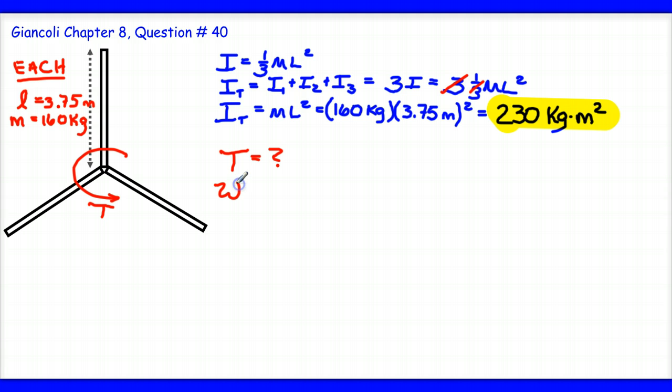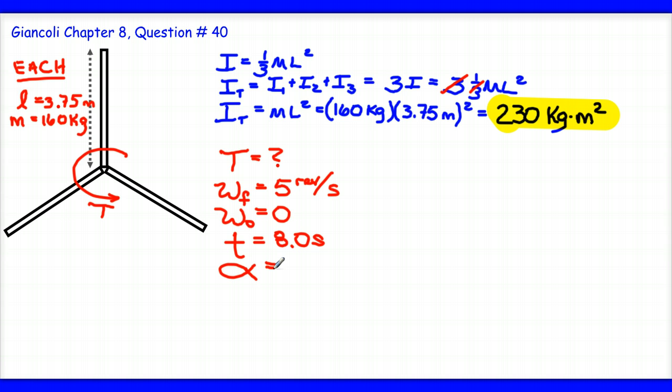We're given a final angular velocity. It's equal to 5 revolutions per second. We know that we start from rest, so our initial angular velocity is equal to 0. And we know that the time is equal to 8 seconds. We could immediately see that we could use the second equation to find the angular acceleration. And once we know the angular acceleration, using Newton's second law, torque is equal to I alpha. I know the moment of inertia from having completed part A of the problem, and the angular acceleration can be found from doing some kinematics.